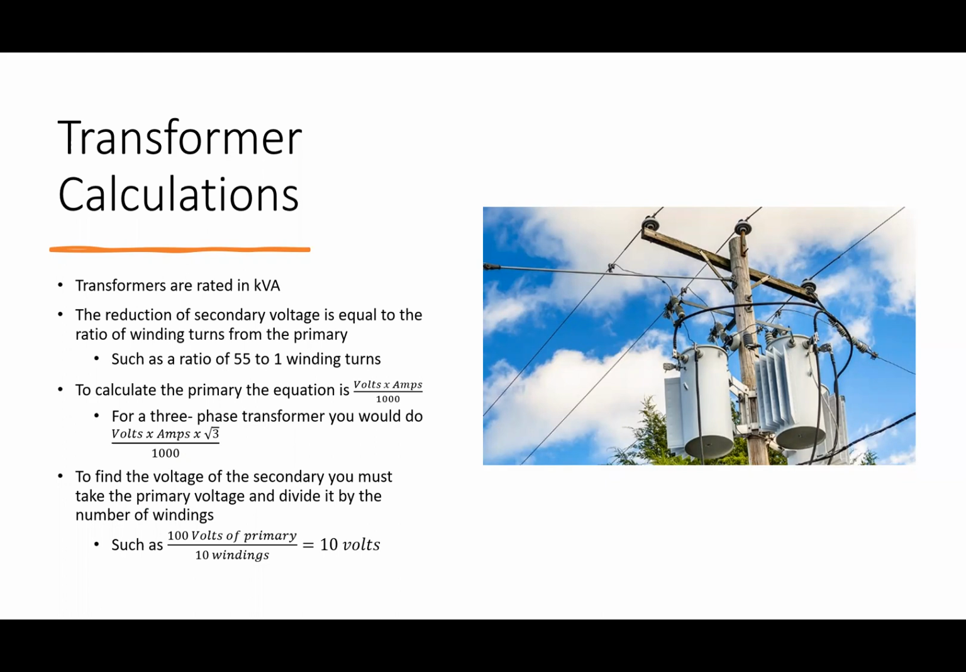To calculate the primary winding, the equation is volts times amps divided by 1,000. For a three-phase transformer, you would do volts times amps times the square root of 3 divided by 1,000. Now, to find the voltage of the secondary winding, you must take the primary voltage and divide it by the number of windings. This is where the ratio comes into play. The example I came up with is if you have 100 volts from the primary, you have to divide it by 10 windings. So I did a 10:1 ratio, which will give you 10 volts.